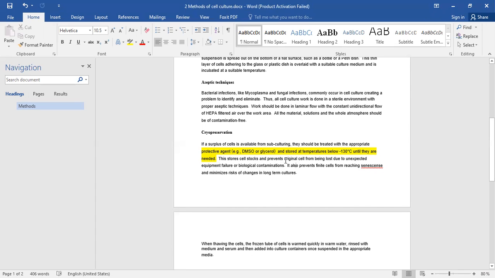We provide this cryopreservation to the cells so that the cells will not go into senescence. What is senescence? Senescence is cell death. So to minimize the chances of cell death, we preserve our cells by the method of cryopreservation. So these are all the methods in animal cell culture. Our lecture is over here. Thank you very much.